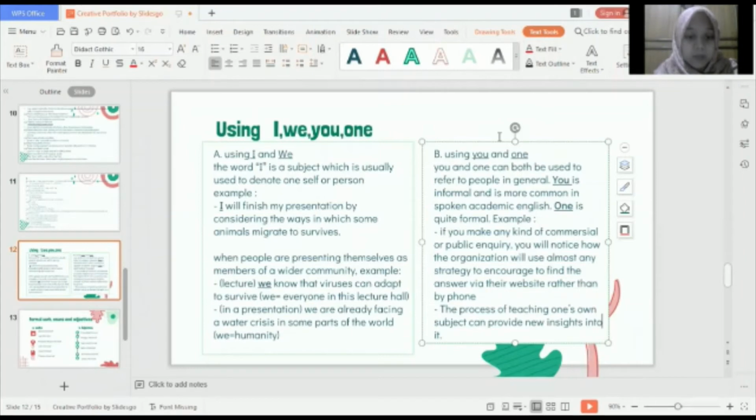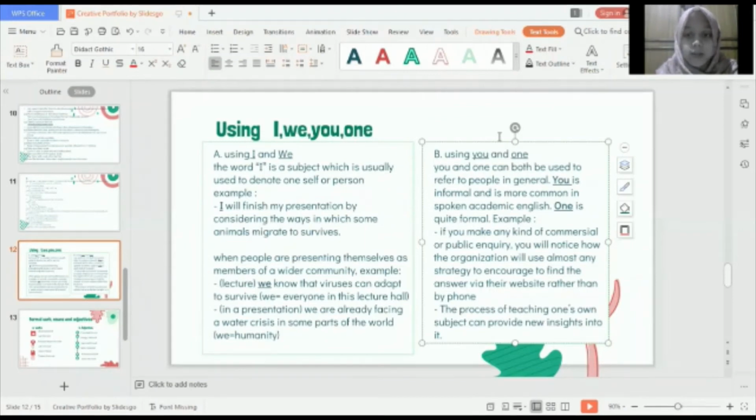When people are presenting themselves as members of a wider community, for example, we know that viruses can adapt to survive. Here, we means everyone in this lecture hall. We are already facing a water crisis in some parts of the world. Here, we means humanity. B. Using you and one.